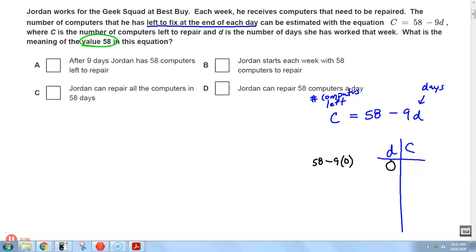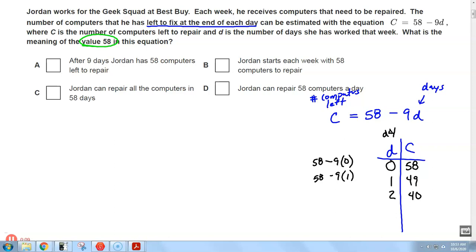Well, that's 58. So how I interpret this is, on the very day 0, I haven't even started yet, C means I have 58 computers left. All right? So on day 0, there's 58 computers left. When I put 1 day in there, I would do 58 minus 9 times 1, which gives me 49 computers left. If I plug a 2 in there and keep going, I subtract 9 more, and there's going to be 40 left.